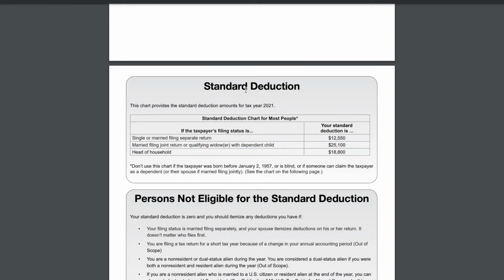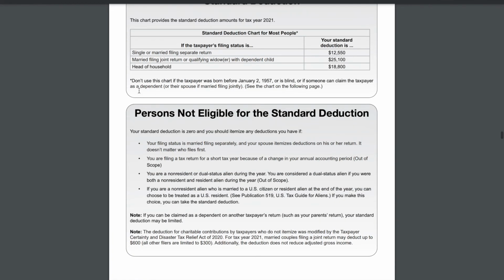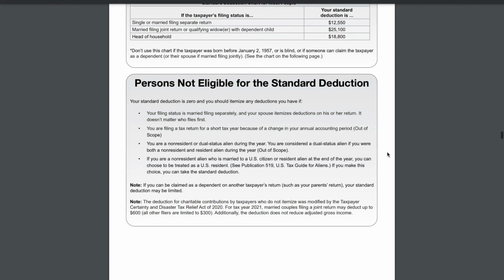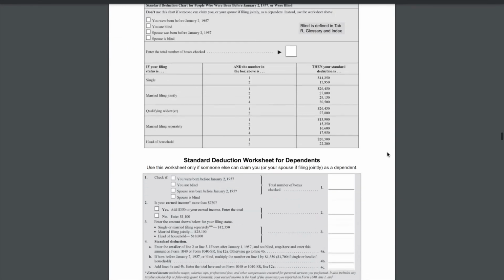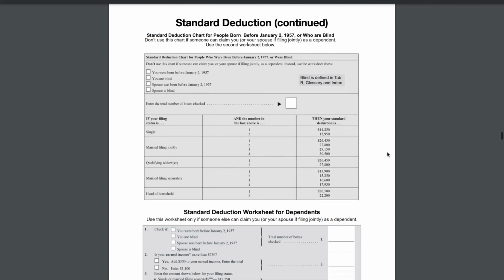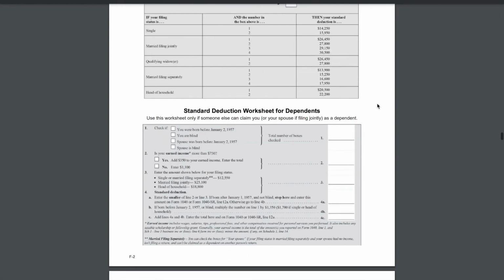And hey, there's that chart that was in the slide deck with regard to the standard deductions that gives you what the standard deduction amount is. So again, don't use this chart if they were born before January 2nd, 1957, or they are blind, or if someone can claim them as a dependent. Here's another important note, that there are certain people who are not eligible to claim the standard deduction. So that's also something important to note. Here, this is the standard deduction worksheet for individuals who cannot take the traditional standard deduction.